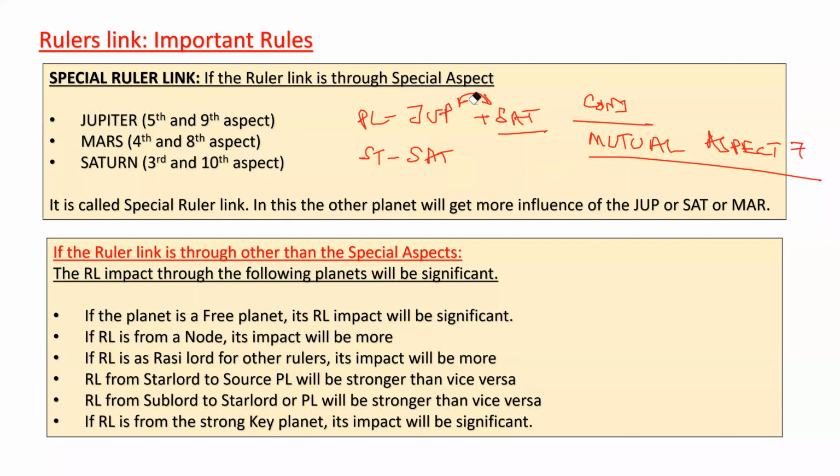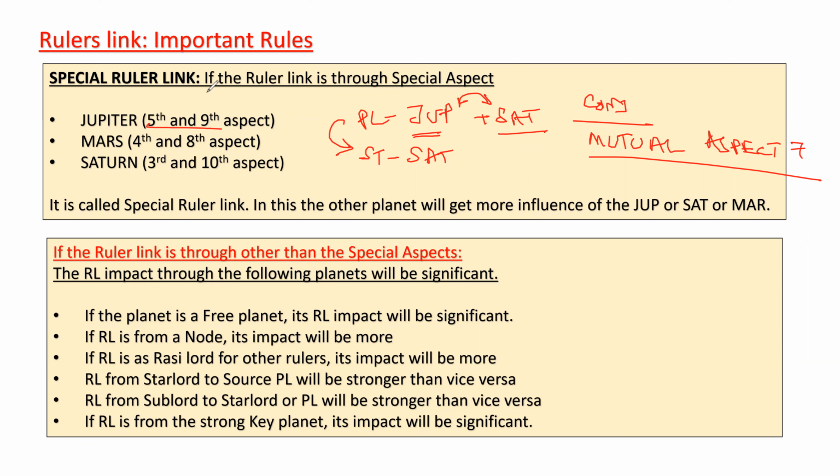How is it possible? Suppose Jupiter is aspecting Saturn by way of fifth aspect or ninth aspect. That is called special aspects. Jupiter, Mars, Saturn are having special aspects. So in that case, Jupiter will have Saturn, but Saturn will not have Jupiter. Jupiter will form a special ruler link to Saturn. So now Jupiter's influence will be more on Saturn.